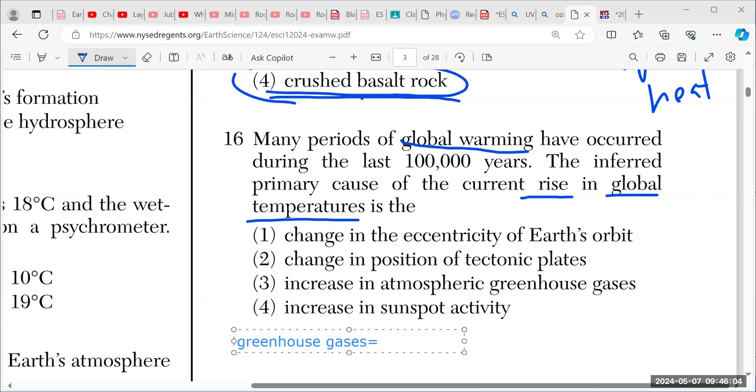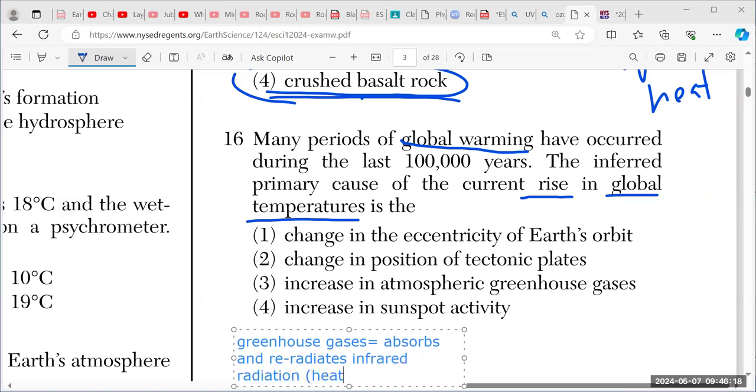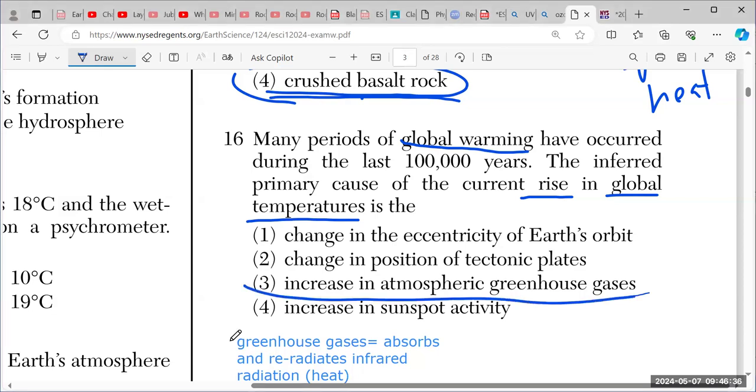And the purpose of greenhouse gases is that they absorb and re-radiate infrared radiation, which is also known as heat. So if these greenhouse gases are absorbing infrared radiation and re-releasing it, it is going to cause the Earth to be warmer. And so that's why the correct answer has to be choice 3.